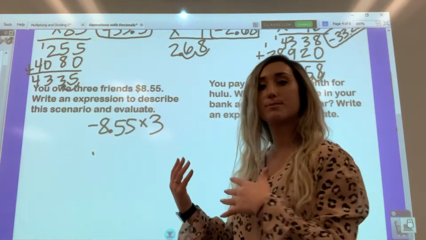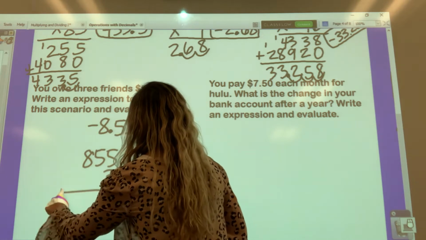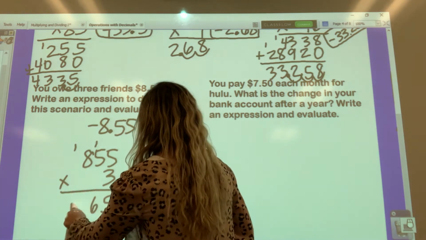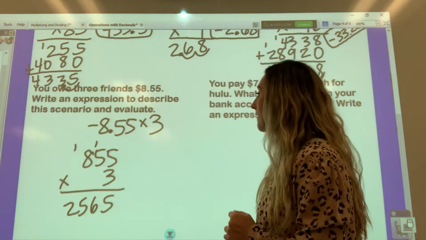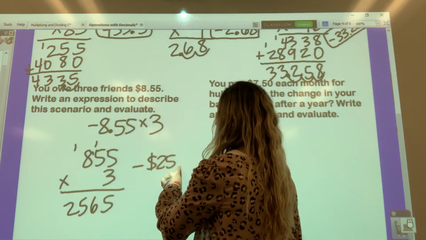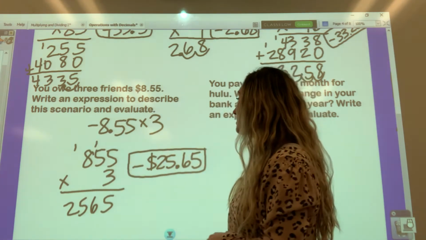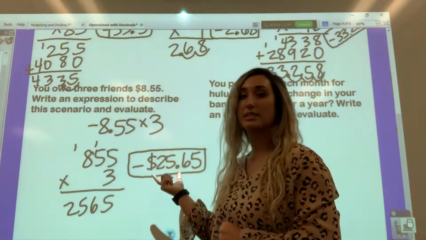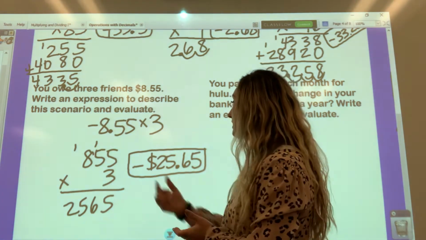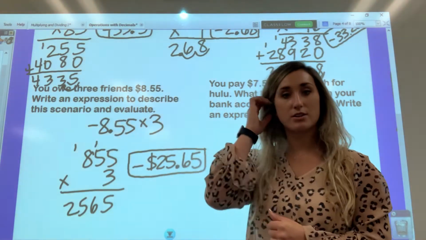Put the number with more terms on top. So 855 times 3, you get 15, 16, 25. So our answer would be negative $25.65. Because we had a negative times a positive, so our answer is negative, which makes sense because we are owing this total amount. And we had 2 decimal places in our problem, so we need 2 decimal places in our answer as well.